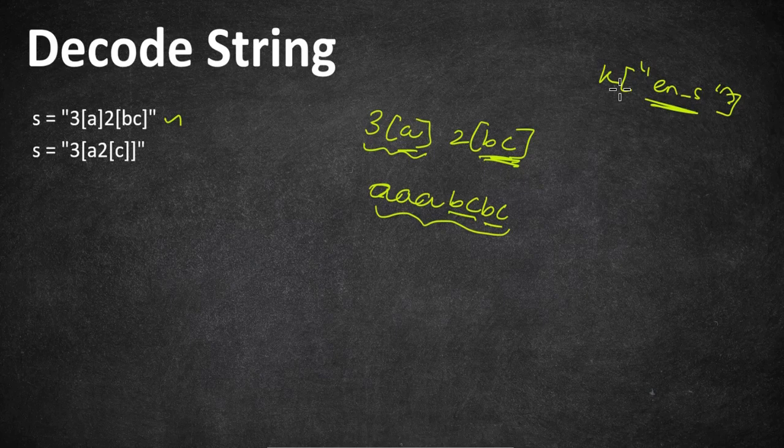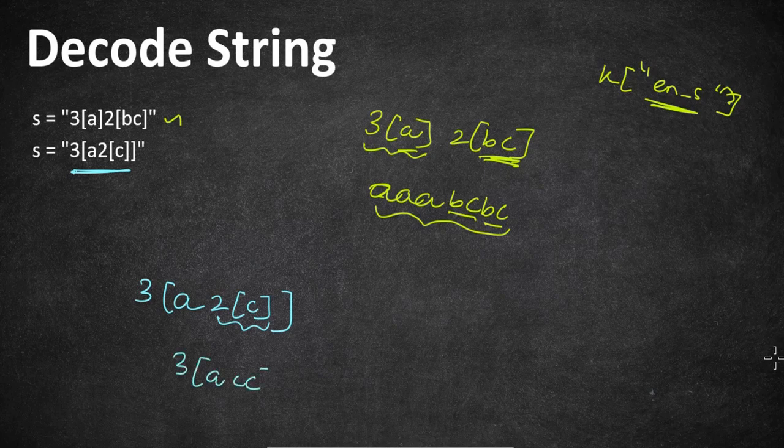Let's consider the second example. Here, if you see, the string is nested. It is given as 3 in braces A and then again 2 in braces C. What we have to do is first decode the inner part of the string and then go to the overall part of the string. They have given 2 C's, so this is going to become A and then CC as one string. Now this has completely become one encoded string and we have to multiply it 3 times. So the output is going to be ACC, ACC and ACC, because we multiply ACC by 3 times, and this is how it is going to work.